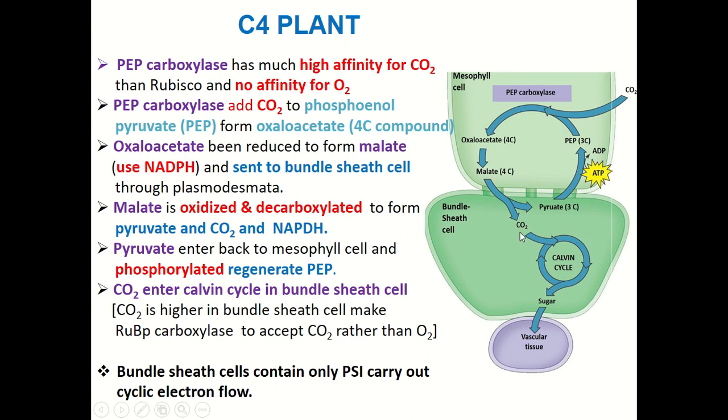Meanwhile, the carbon dioxide will go to the Calvin cycle, as it will bind to ribulose bisphosphate and be catalyzed by the enzyme Rubisco. This Calvin cycle happens in the bundle sheath cell, thus producing sugar that will be exported into the vascular tissue, either in the phloem, to be transferred to other parts of the plant. And you have to remember that the bundle sheath cell contains only photosystem 1 to carry out the cyclic electron flow.